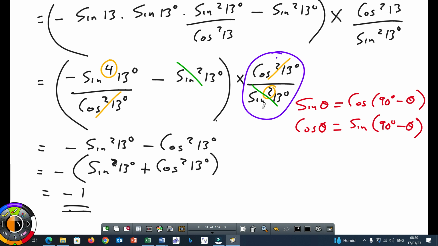When you multiply this fraction by this fraction here, because there is multiplication there, this cos squared 13 will end up cancelling with that, because it will be part of the numerator, and this will be the denominator. Then, 2 of these 4 will be cancelled out by those 2.